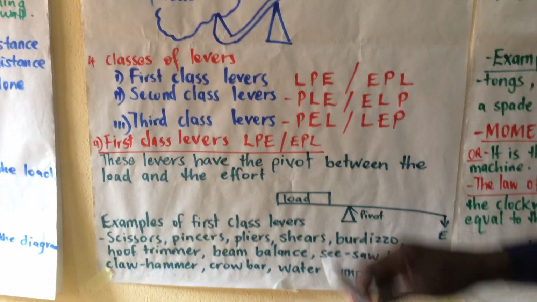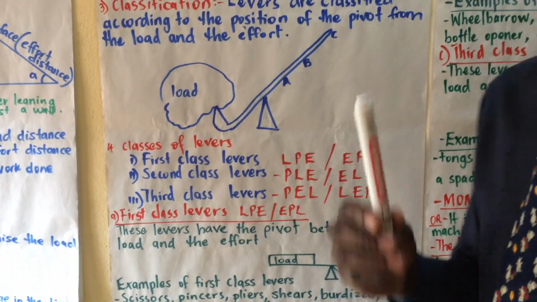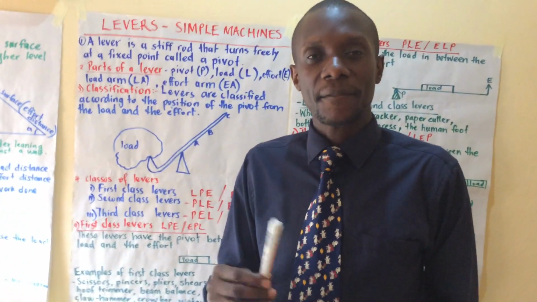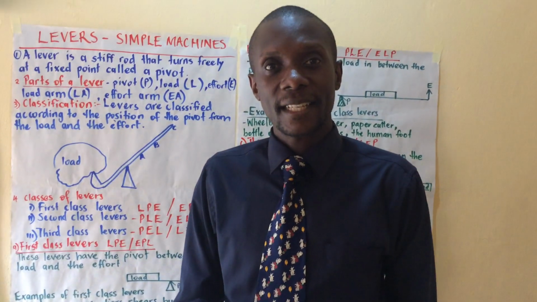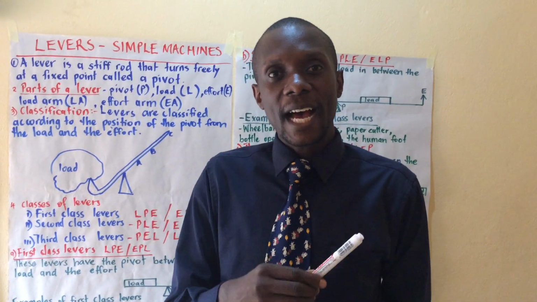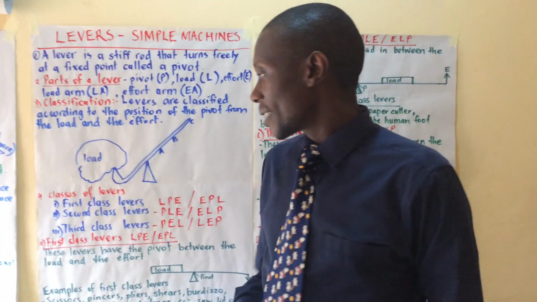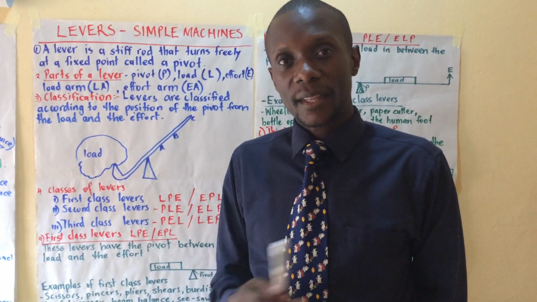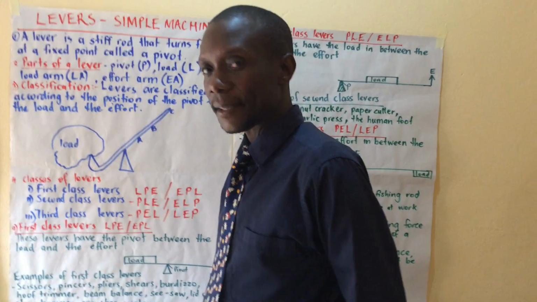Yeah, so it is important on our levers that we have a longer effort distance or longer effort arm, because the longer the effort arm, the less the effort applied. For those devices that have the effort arm longer than the load arm, you will find that they use less effort compared to, for example, the third class levers that have a longer load arm than the effort arm. So here we have this illustration.